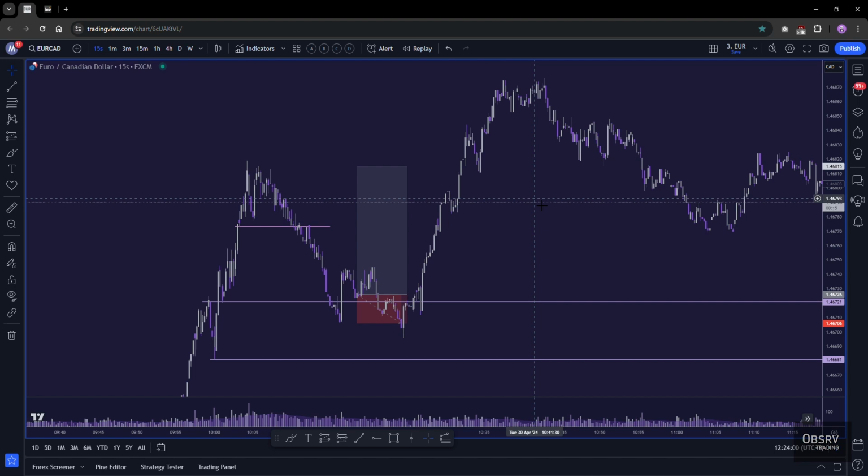It was on EUR CAD. As you can see, this one was a loss. There was another entry which I didn't actually take because I wasn't happy with the risk reward on that one. But let me just run through this whole movement and what happened.